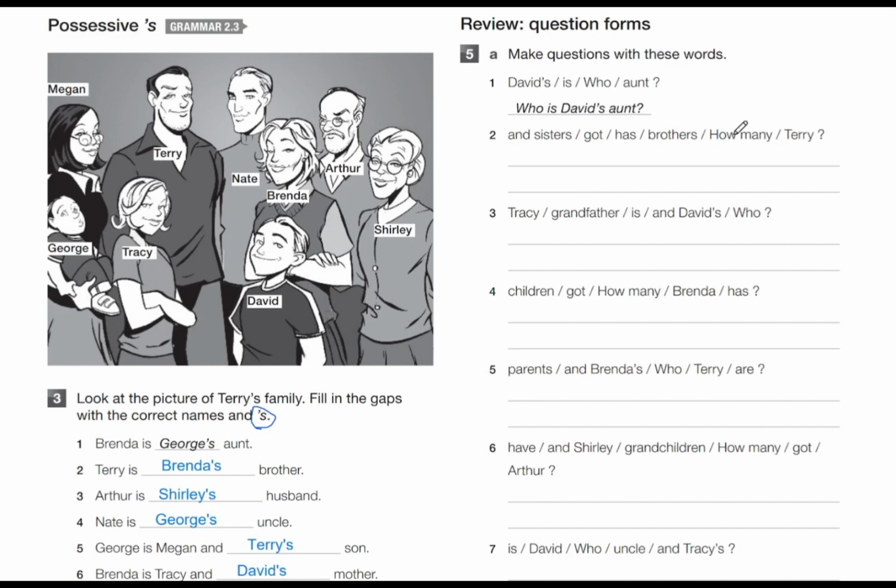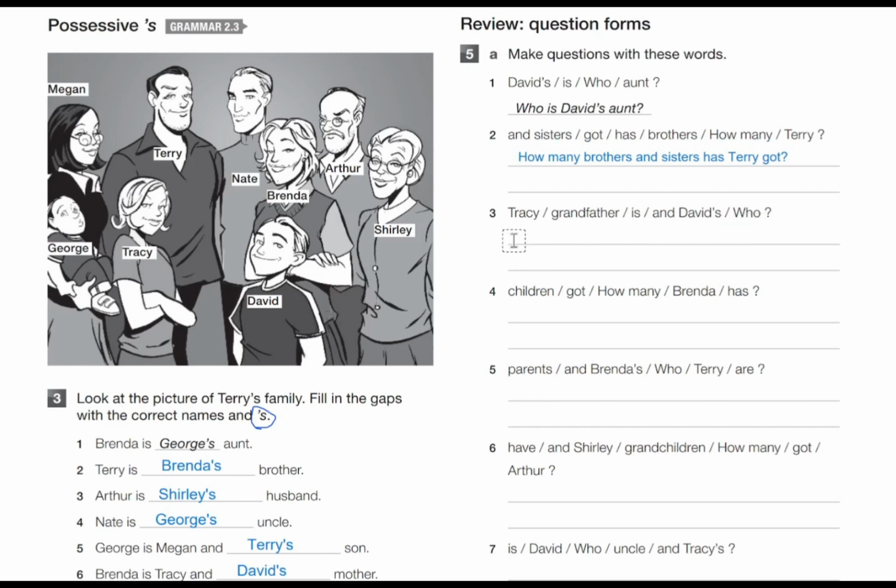Number two, as you can see, the capital letter is H. So how many brothers and sisters has Terry got? So we'll write it down. We need to always write down, guys, when we do the workbook, because it really teaches. You will learn better when you write. So how many brothers and sisters has Terry got? That's it.